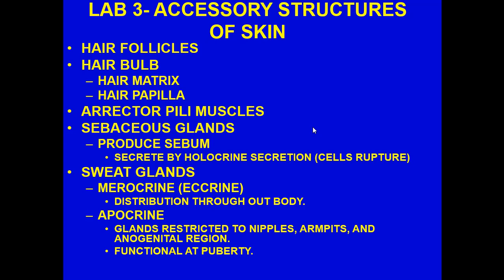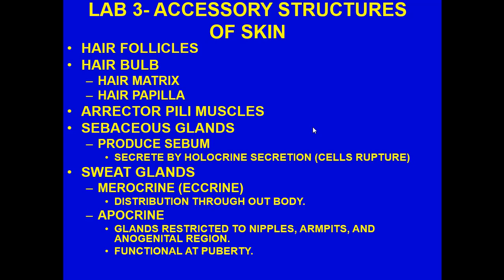Attached to the follicles are erector pili muscles. These are very small smooth muscles that respond to sympathetic nervous stimulation, and that accounts for things like goosebumps and pulling the hair up straight.